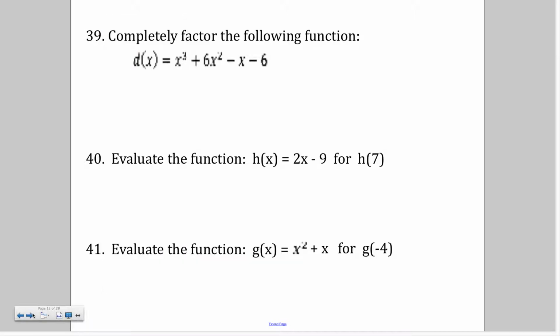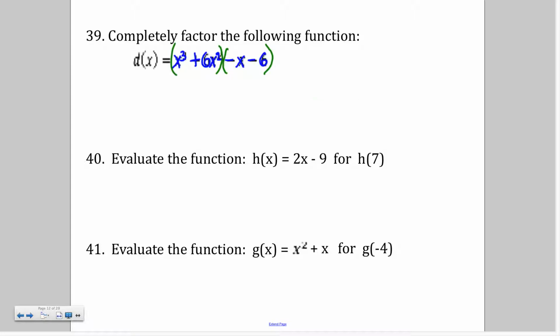All right. So moving on. So factor completely. And this is the kind that y'all had trouble with. So we had x cubed plus 6x squared minus x minus 6. Now, since there are 4, we're grouping these together. So we're going to group the first 2. We're going to group the second 2.